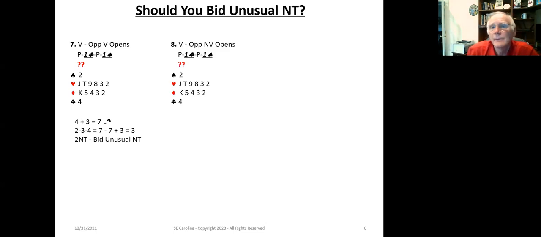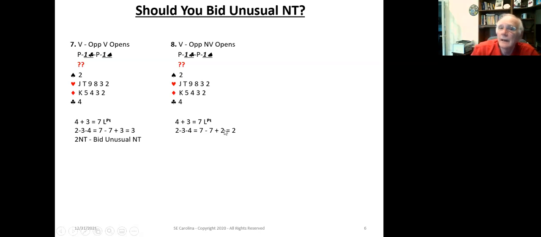Let's look at example 8. Example 8. We've got unfavorable vulnerability. We're vulnerable, they're not. Unfavorable vulnerability. And they bid 2 suits, pass 1 club, 1 spade. Now we've got the same hand that we had before, okay, except now it's unfavorable vulnerability. Let's take a look and see what happens.